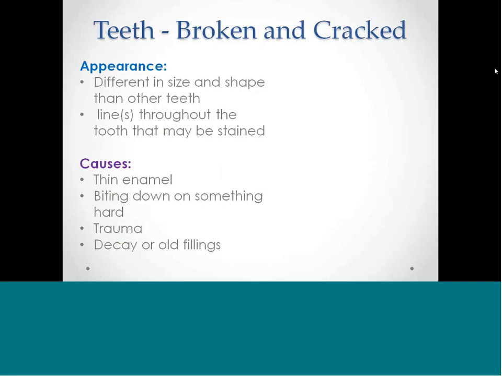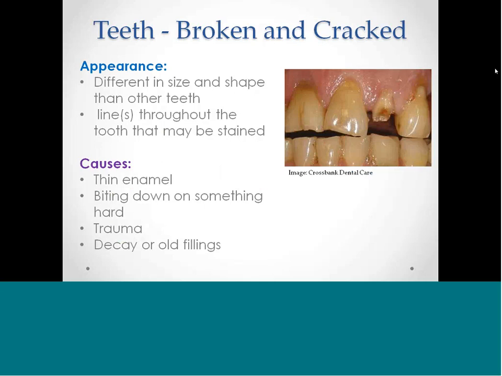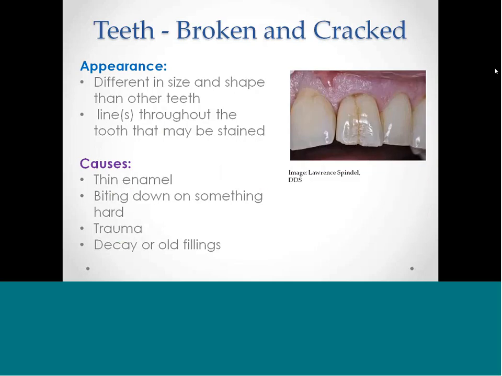Broken and cracked teeth. Broken or cracked teeth may be noticed as they will appear different in size and shape than other teeth in the mouth. A brown line may be visible on the tooth. Image 1. Broken or cracked teeth can be more common in seniors.